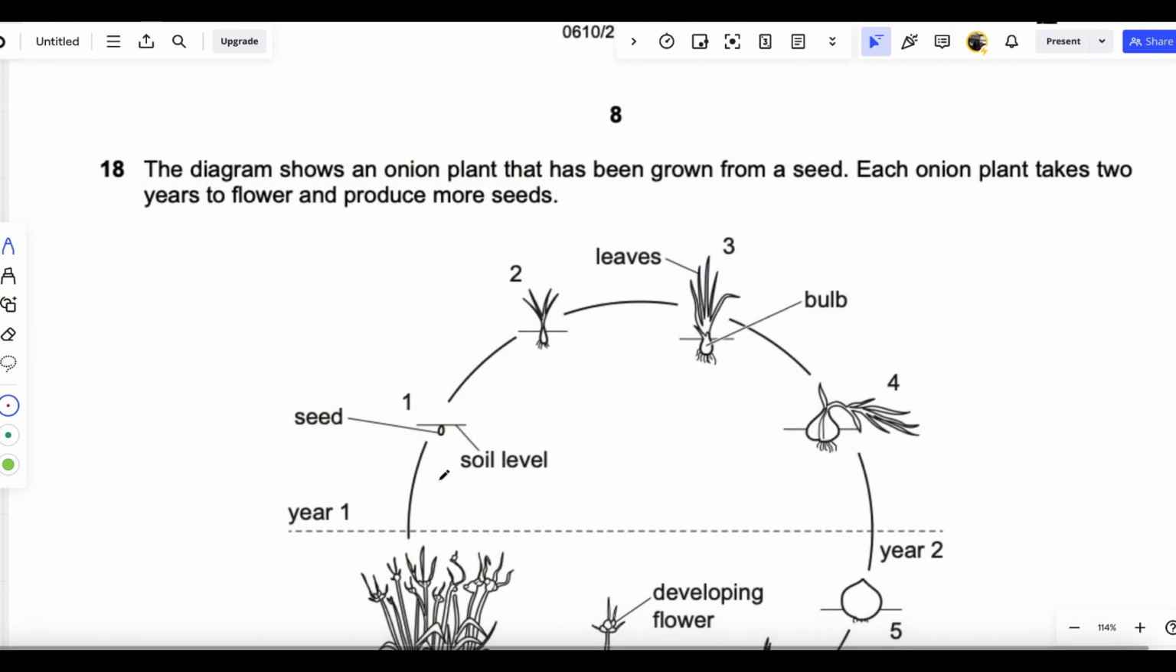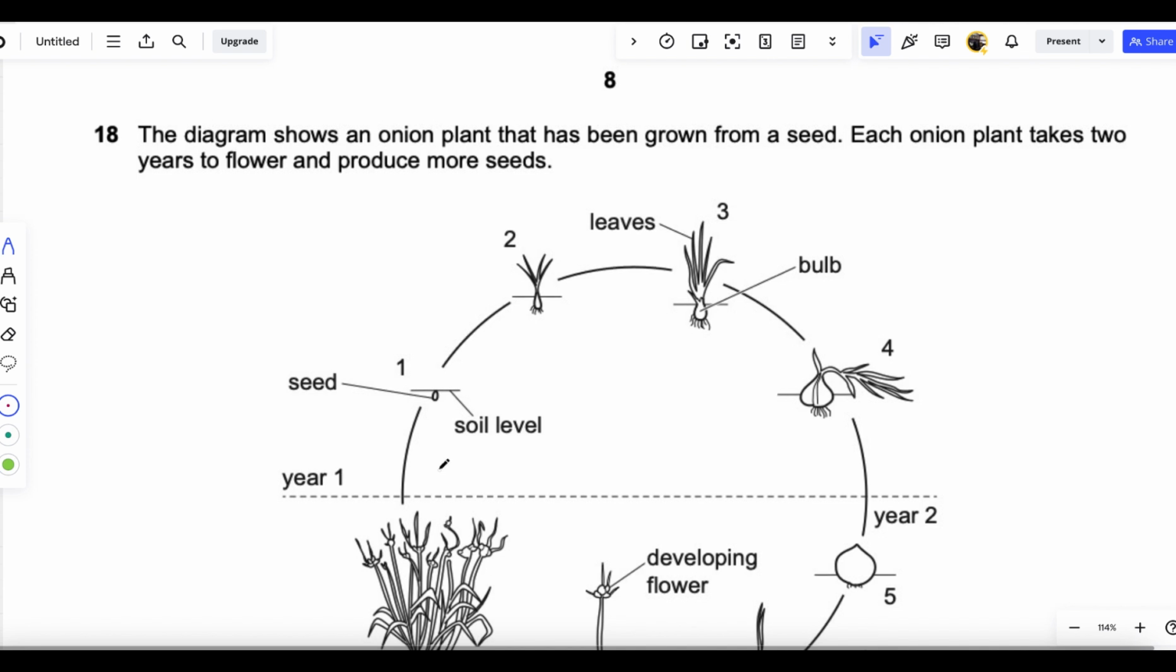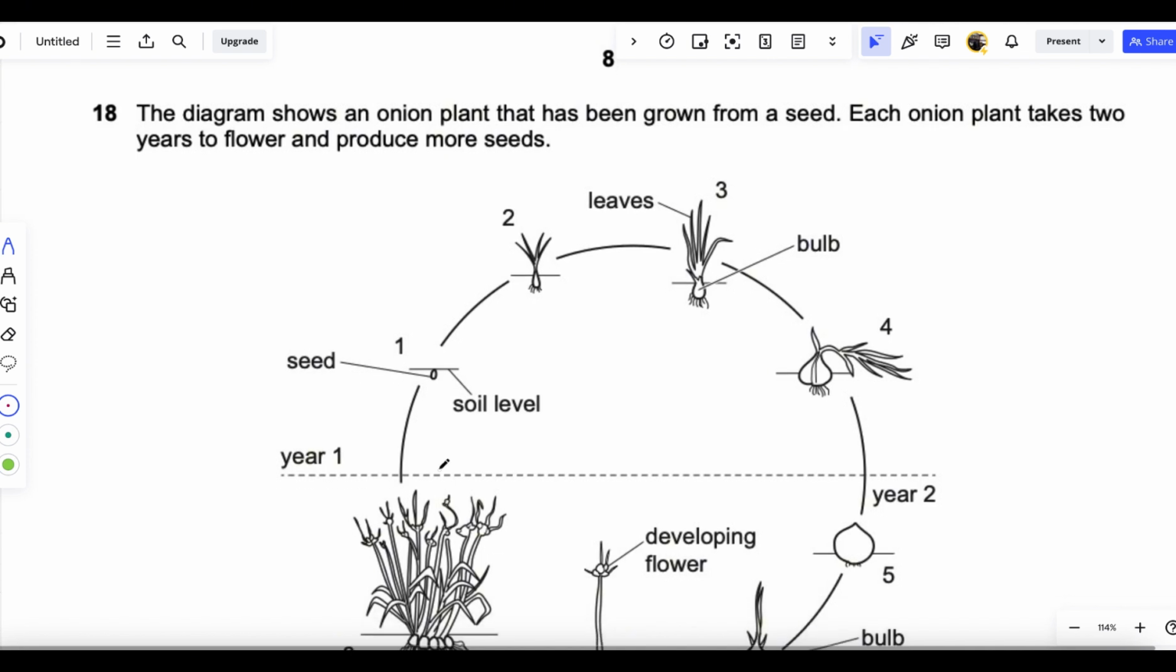We go to question 18. We say question 18, the diagram shows an onion plant that has been grown from a seed. Each onion plant takes 2 years to flower and produce more seed. Now this is year 1 this way, and this is the second year this way. Okay, now let's see. First, we see the seed in the soil level, step 1. Step 2, you can see there's no more seed.